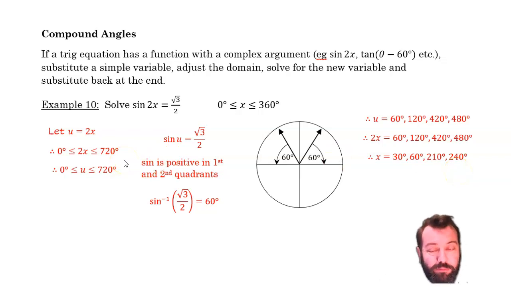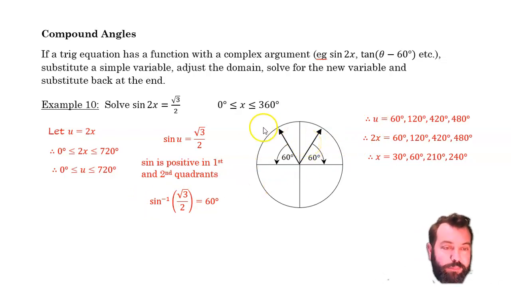We put in a simple substitution for a more complicated variable. We adjust the domain. We find the quadrants according to the sign of our answer. We find the related acute angles in there, and then find what those rays represent over the domain, and then do the substitution again at the end. Be careful of the substitution at the end. 60, 120, 420, 480, you've done all the hard work. So often I've seen that written down as the answer, but it's not correct.